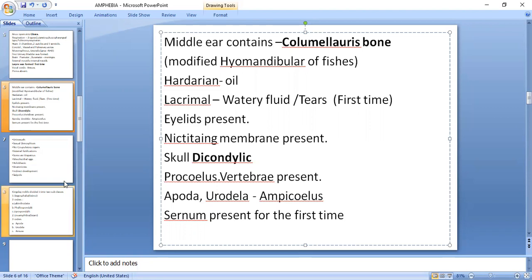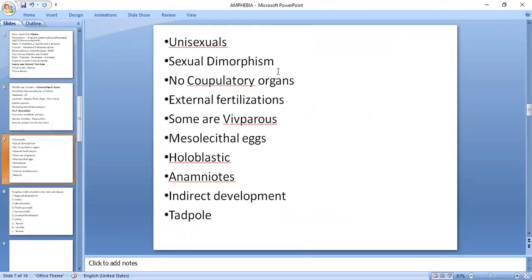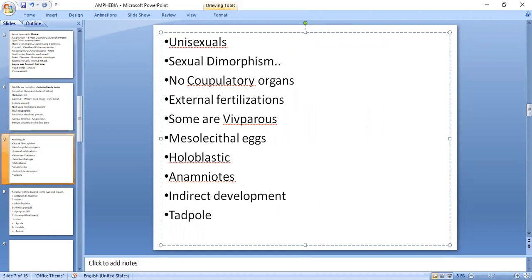Then these are unisexual. Sexual dimorphism is seen, so we can identify male and female frogs by external features. There are no copulatory organs, so external fertilization takes place generally. Pseudocopulation also occurs. Some are viviparous, very few amphibians. The majority of amphibians are oviparous, and mesolecithal eggs are present.